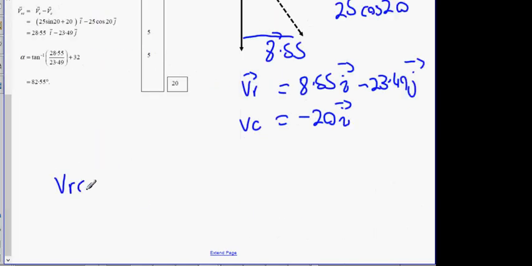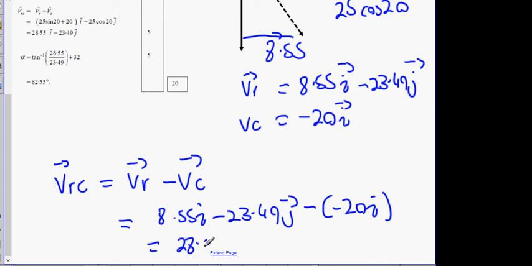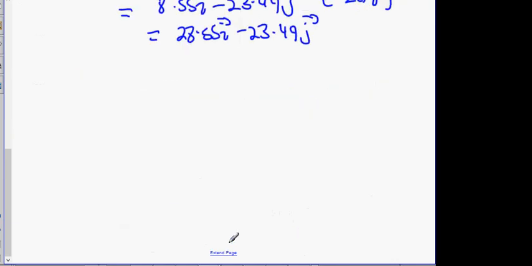What happens next is once we do this, we're going to get the velocity of the rain relative to the car, because the windscreen is an object that belongs to the car. So it's going to be phi r minus phi c, which is 8.55i minus 23.49j, and then minus bracket minus 20i. Add them together, we're going to get 28.55i, and we're also going to get minus 23.49j.